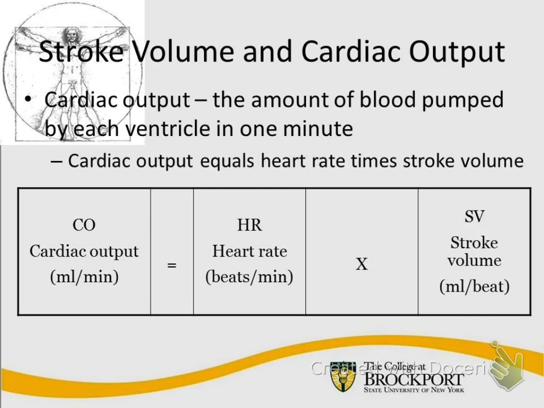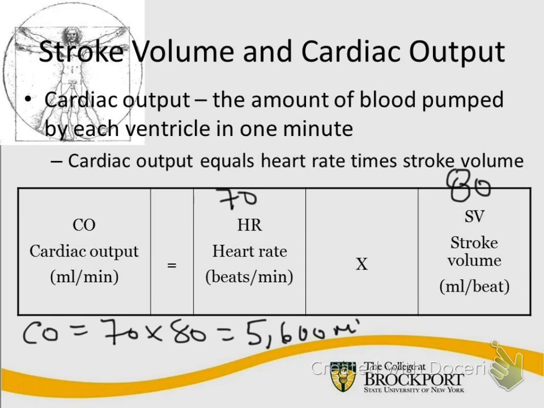And if we look at some typical values, we know that heart rate in most of you is right around 70 beats per minute. And we know that your stroke volume is right around 80 milliliters per beat. So cardiac output is going to equal 70 beats per minute times 80 milliliters per beat. And that's going to equal 5,600 milliliters per minute. Now that's also equal to 5.6 liters per minute. And that's really the cardiac output that you probably already know. It's right around 5 liters per minute in most of us at rest.